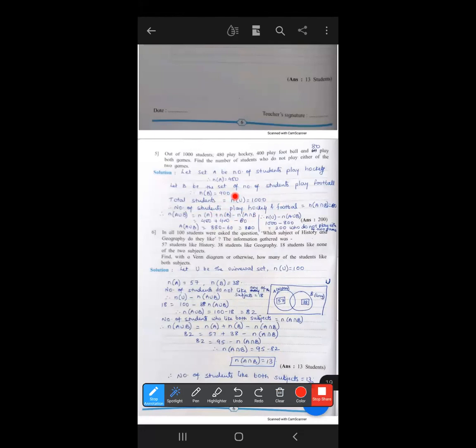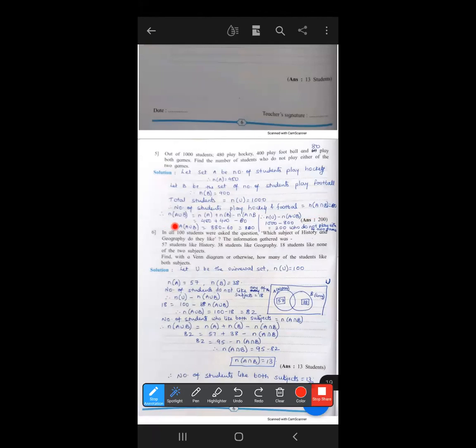So the number of students who play hockey and football, that means they like both the games, they play both the games, hockey as well as football. That will be A intersection B. That means they are in set A and also in set B. So the notation is N of A intersection B equals 80.